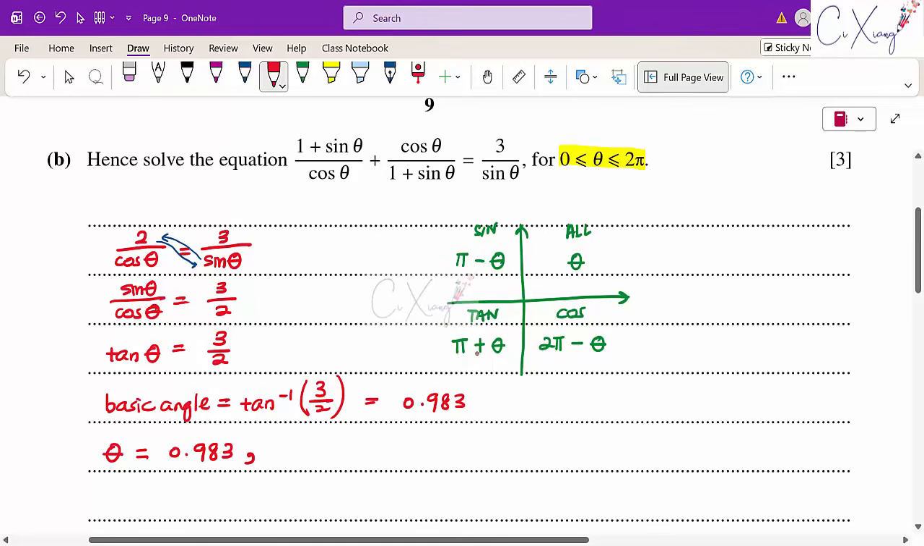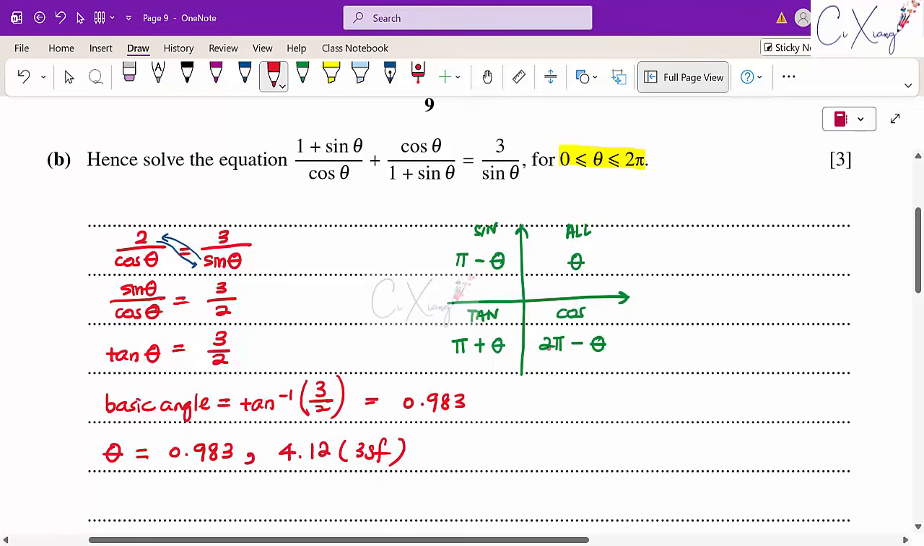In the third quadrant, is tangent positive? Yes. So how to get the answer for tangent positive in this third quadrant? You have to take pi plus the basic angle that you calculated just now. So take pi plus 0.983. Simplify your answer correct to 3 significant figures. By right, it should be 4.12.